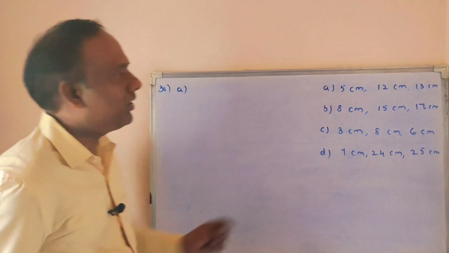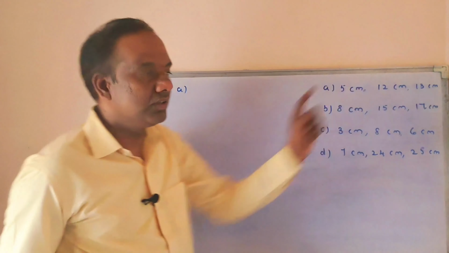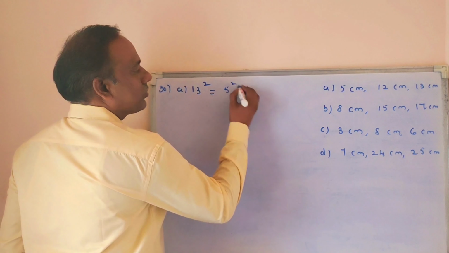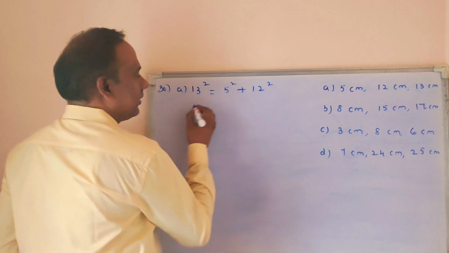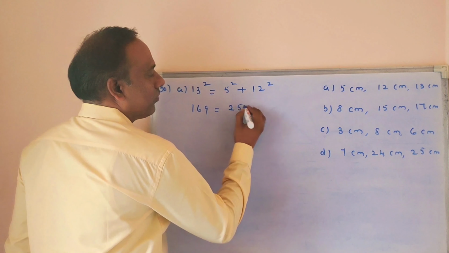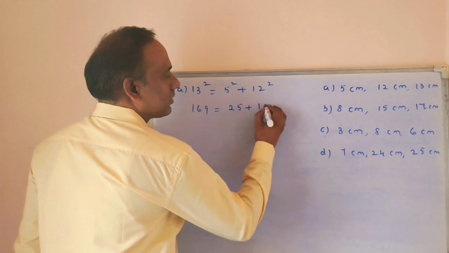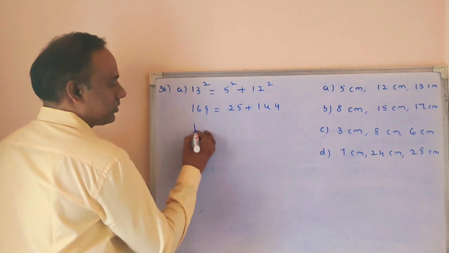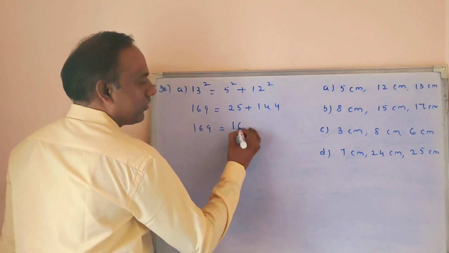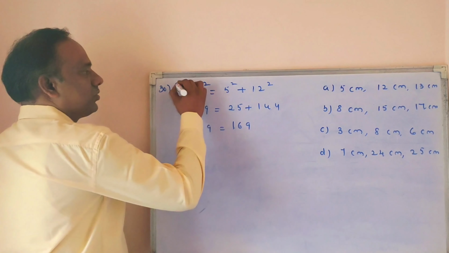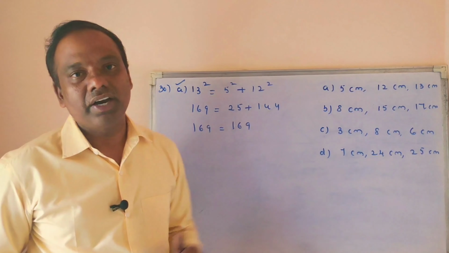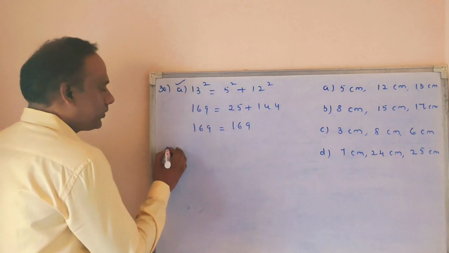In option A, the longest side is 13. So 13 square is equal to 5 square plus 12 square. 13 square is 169 and 5 square is 25 and 12 square is 144. So 169 is equal to 144 plus 25, also 169. So option A satisfies the right angle triangle condition.